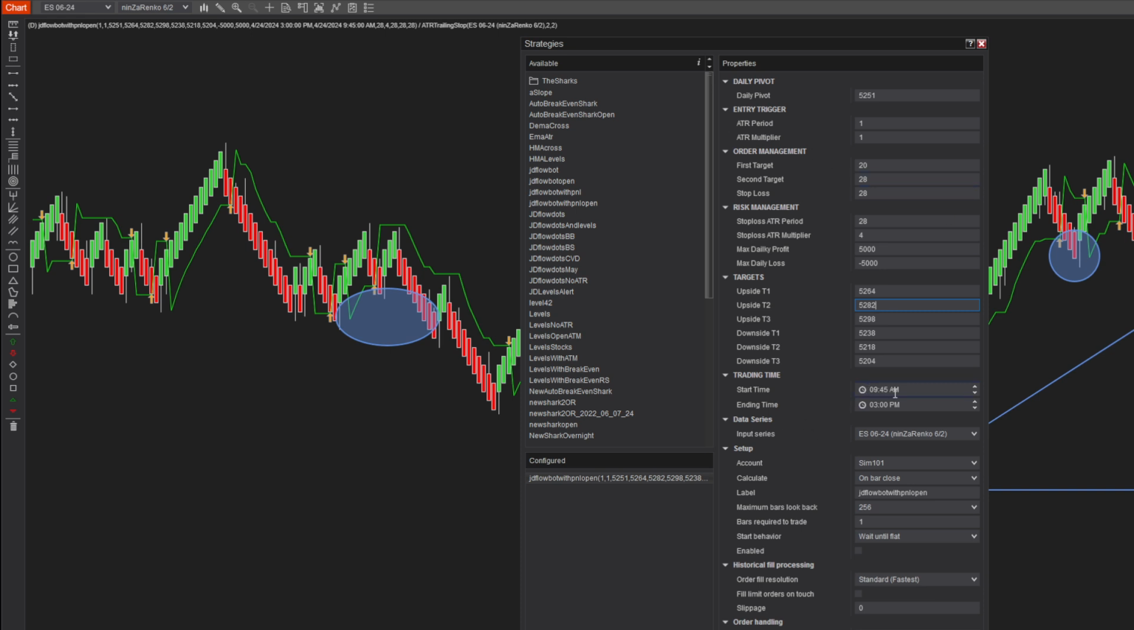Yeah, so we start trading at 9:45. You can change that to your desired time, and we stop trading at 3 o'clock. It means that at 3 o'clock it will not take new positions, but if the bot is in position, it will stay in position until the time either comes or the stop loss or target is hit. So that is very important to understand.